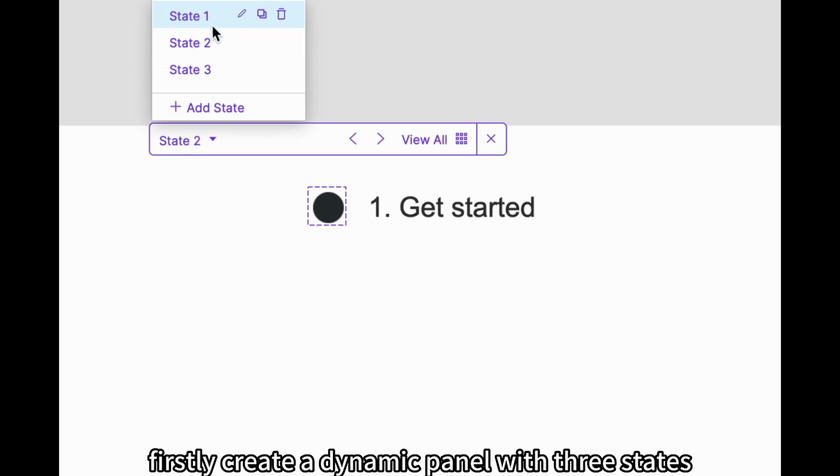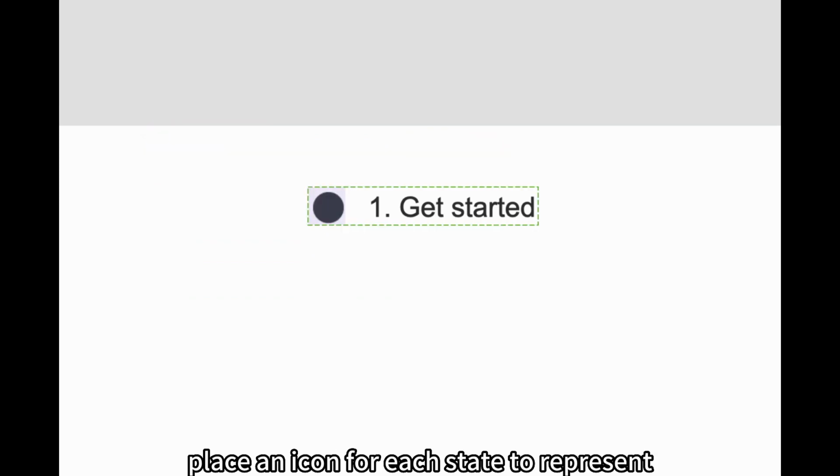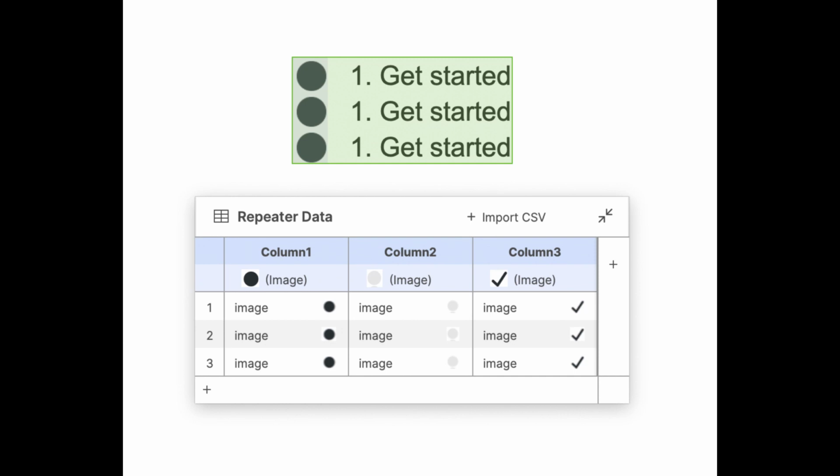Firstly, create a dynamic panel with 3 states. Place an icon for each state to represent different states. Then place a label on the right. Convert it into a repeater.